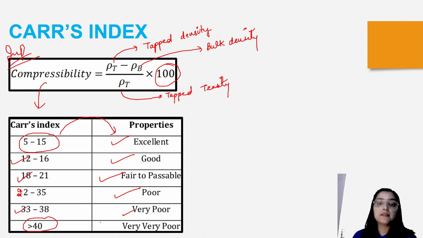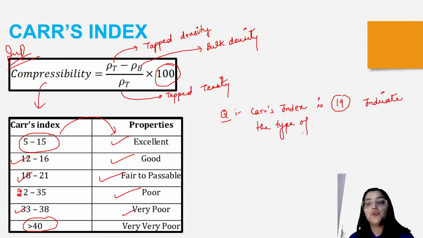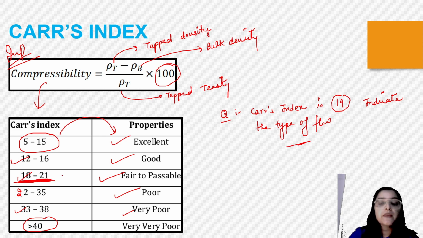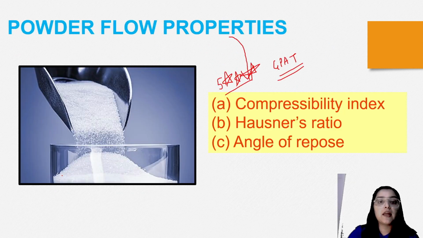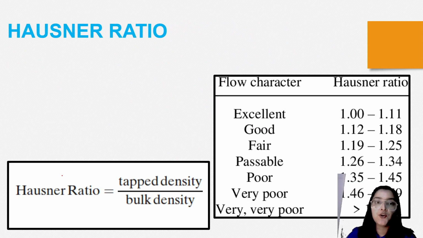You should know this table is highly important. Just like the angle of repose, if the question arises that the Carr's index value is near 19, indicate the type of flow. You can see in the table itself, it lies in the fair to passable region, between 18 and 21. Now we have discussed two methods for the evaluation of powder flow properties, the angle of repose and the compressibility index. The last one is the Hausner ratio.